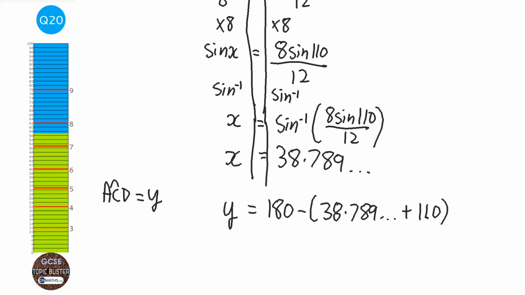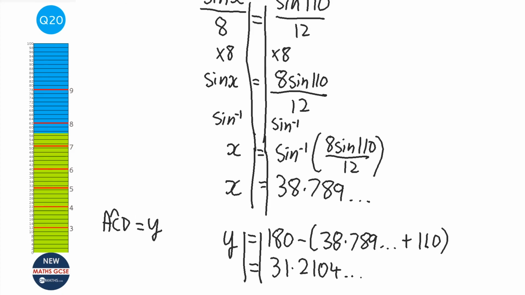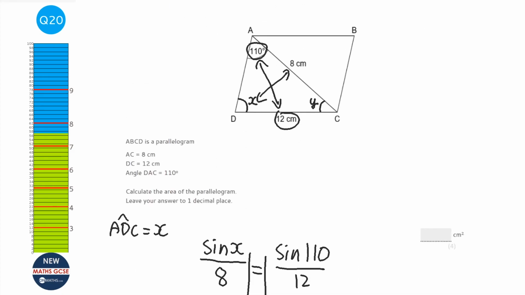So I'm going to add 110 to that. Then I'm going to type in 180, take away the answer. So that tells me that y is 31.2104, blah, blah, blah. Okay, so I've worked out what y is, which is good, because when you have a length, then an angle, then a length all together, then you can use the trigonometric area formula.